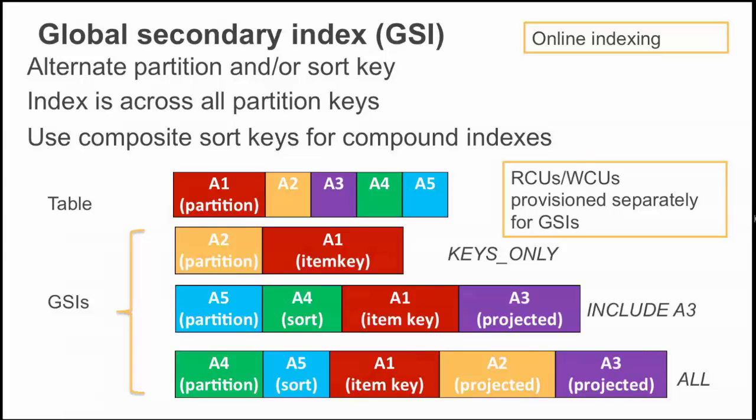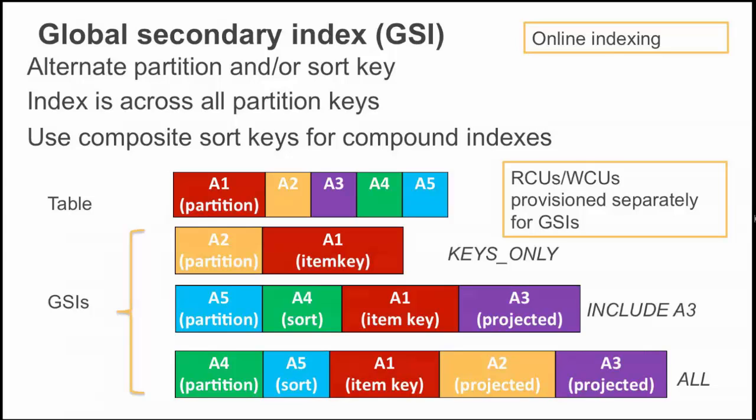Again, they work exactly the same way as LSIs. You can project all the values, some of the values, or none of the values, just identifying the actual items that meet this criteria, but they're unlimited in size. They are maintained asynchronously, meaning they are eventually consistent, and the read capacity and write capacity for global secondary indexes are provisioned separately, right?